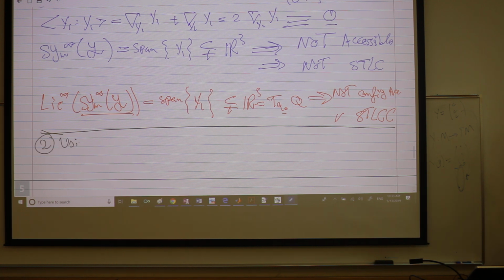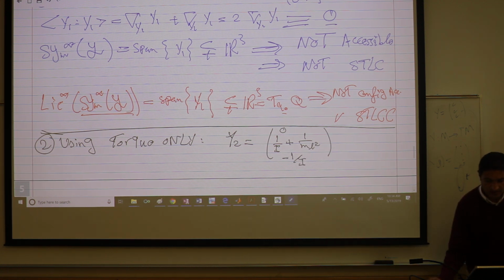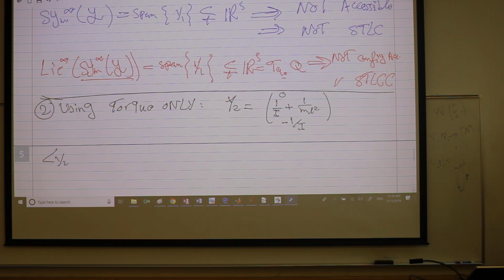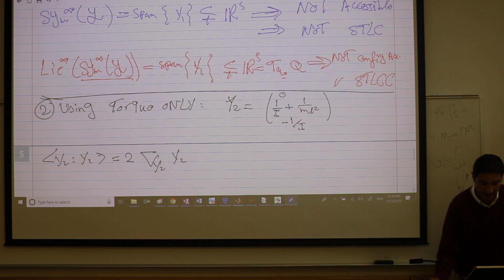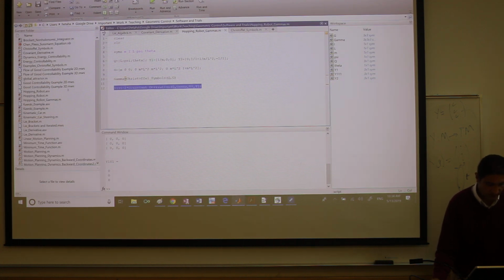So using the torque only, I have y2 was 0, 1 over I, 1 over ml squared, and negative 1 over I. Okay, I'm going to do the symmetric product, so y2 with itself. If you do it with itself, this is twice the covariant derivative of y2 in its own direction. Let's do that here. So I'm going to copy this, and I have y2, y2, y2, y2, and f5.